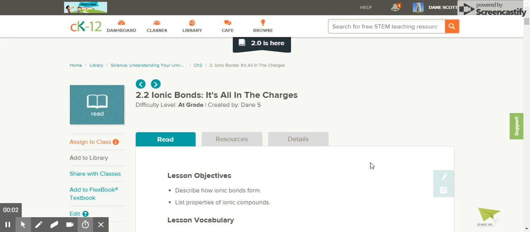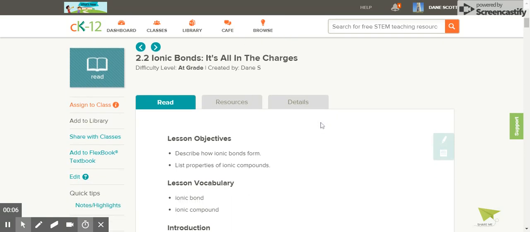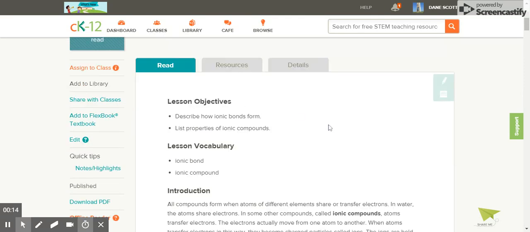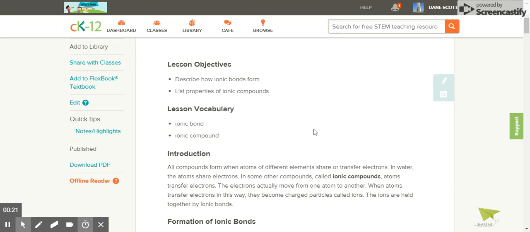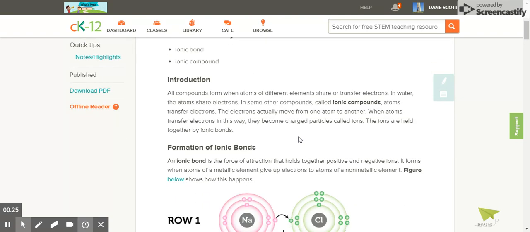All right, this is 2.2 Ionic Bonds. It's all in the charges. Last unit, we learned about covalent bonds. In covalent bonds, electrons were shared between atoms. The objectives: describe how ionic bonds form and list properties of ionic compounds. Ionic bond and ionic compound are lesson vocabulary.